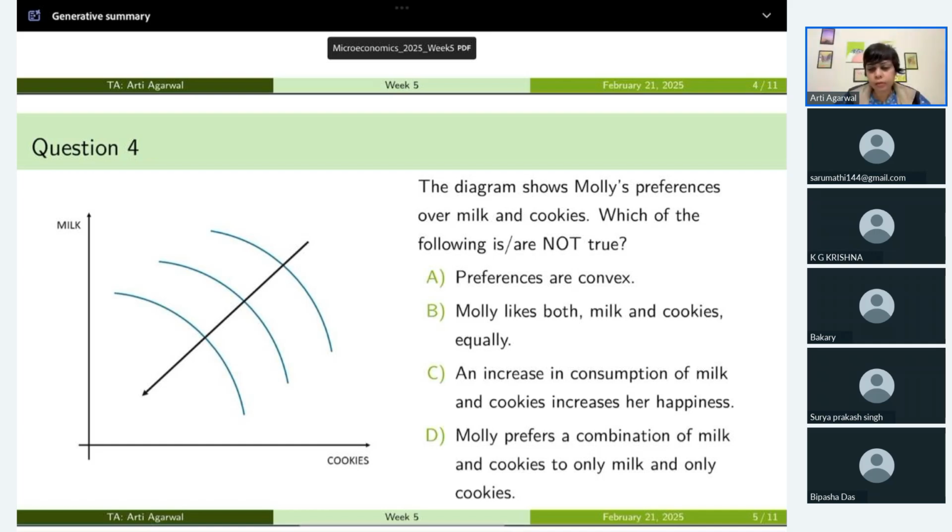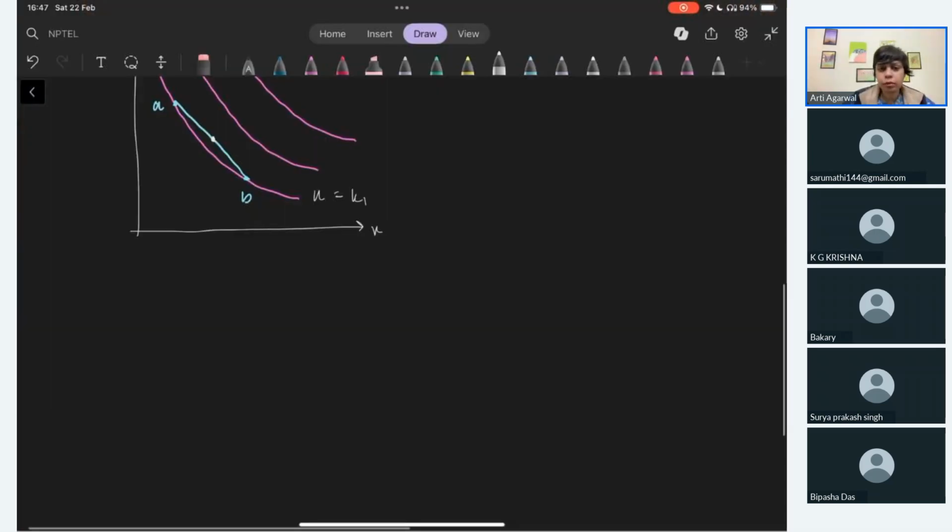Okay, I think most of you have attempted the question by now. So, okay, let me see what the question is. All right, let's see which one of these is going to be the answer. This is question number 4. Okay. All right.